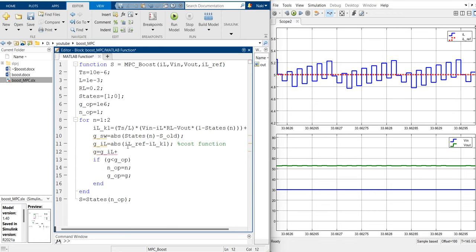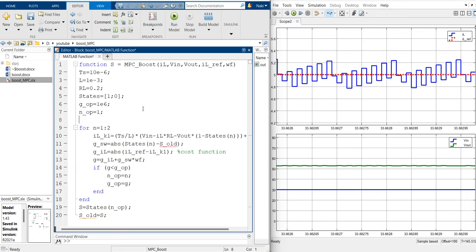GSW plus switching, and we need a weighting factor. Here the weighting factor adjusts the weight of the GSW on the total cost function. We can select any value, and it will be effective on the switching frequency. But now we need one more variable here, S old, which is equal to the previous value.